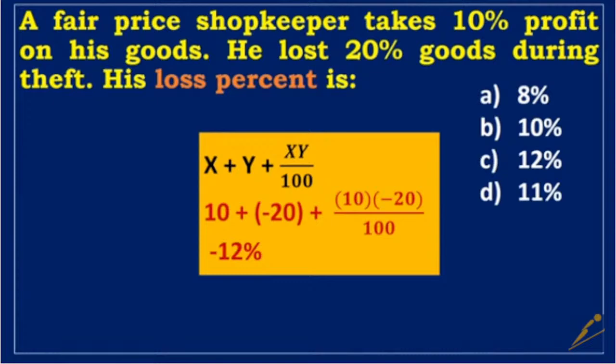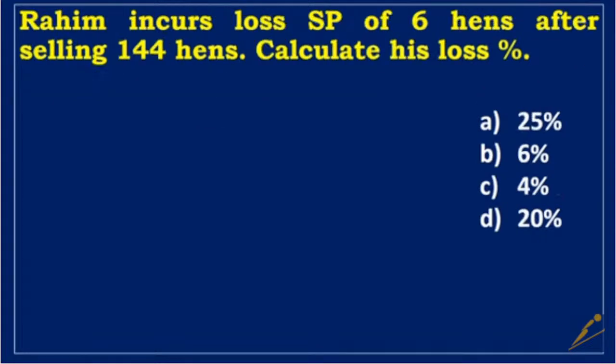According to the effective percentage formula, the net percentage between 2 percentages is plus 10 minus 20 plus 10 into minus 20 divided by 100. So, we get minus 12%, which is a 12% loss. Let's look at another example.